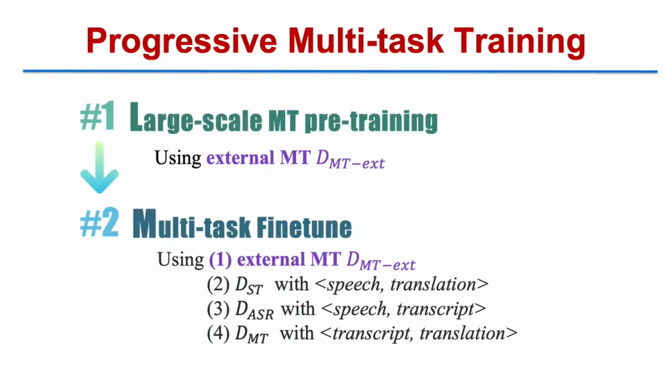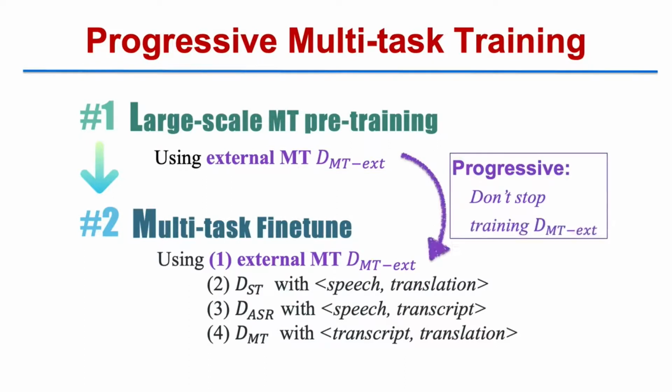We also designed the progressive multitask training strategy. It has two stages. We first pre-train the transformer module using large-scale external MT datasets like WMT datasets. Then in the second stage, we adopt multitask fine-tuning. We merge both in-domain and external datasets. All the data, including the external MT dataset, speech translation supervision, speech transcription supervision, and transcription translation supervision.